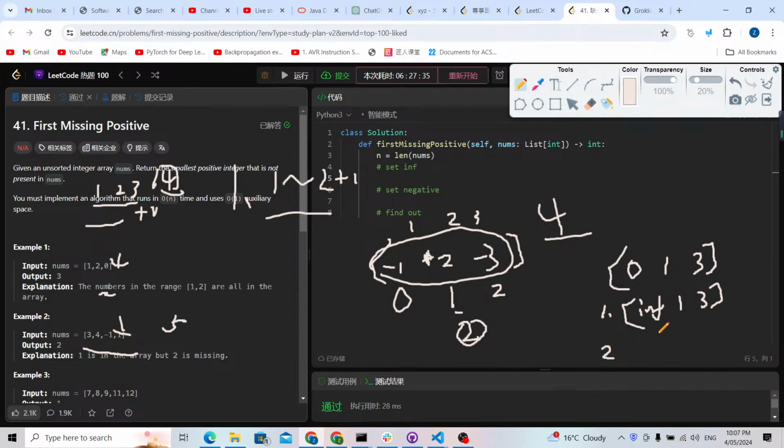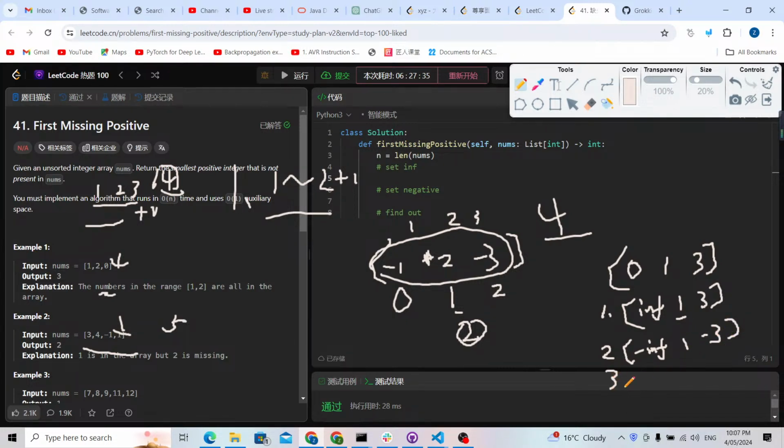And the second step is that we're going to check the values. If it is not infinity, we check it. If it is 1, we set it to negative here, and then we check this 3. So this 3 means index 3, so the value at index 3 is going to be minus 3. So this is going to be the result.